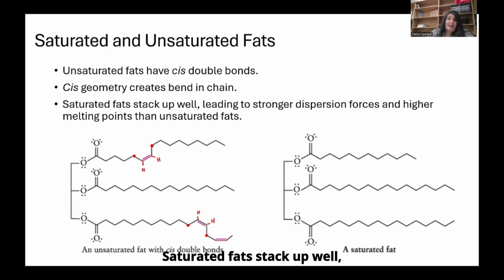Saturated fats stack up well, leading to stronger dispersion forces and higher melting points than unsaturated fats, because in a saturated fat there's no double bond and no opportunity for that cis bond to create that kink. So it stacks up really well, and that's when you get the higher melting points than unsaturated fat. A higher melting point would be like butter versus an oil.